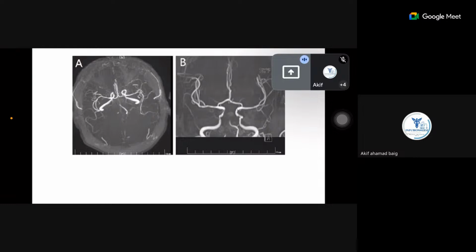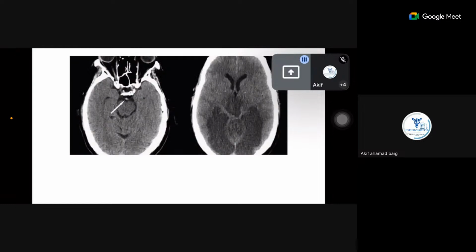So what is the posterior circulation? You have two vertebral arteries and they join to form a basilar. Wait, where is the basilar here? Is there a basilar? No. This is basilar artery thrombosis. This is an MR angiogram of a basilar artery thrombosis. You can't see a basilar artery here. So what happens? The posterior circulation gets infarcted.